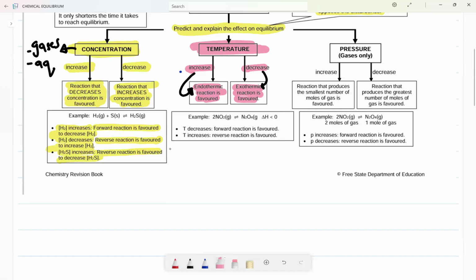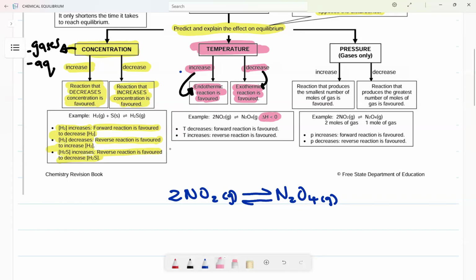I hope you are understanding the exothermic and endothermic part. All right. Now let's have an example of a reaction. I want you to take this method that I use here. 2 moles of NO2 in gaseous form in a reversible reaction with N2O4, in gaseous form. Okay, please take note of this.